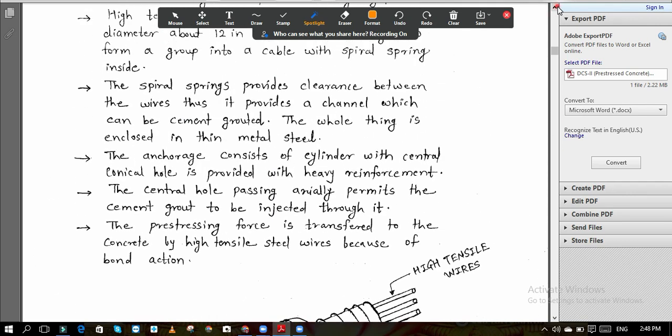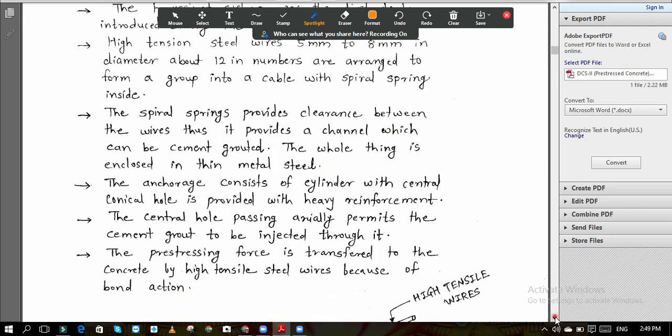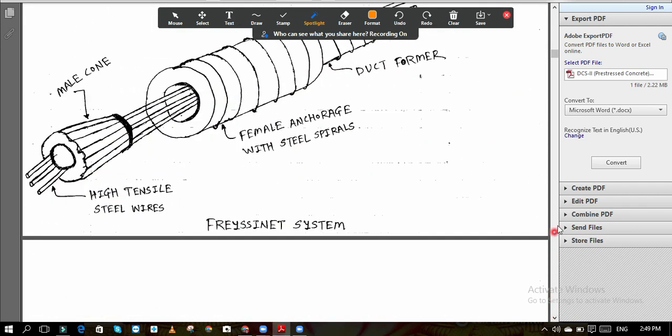I hope up to this point it is clear to everybody what was taken today. If you have taken the screenshot, then before coming to the next lecture, please read these things. In the next lecture we will take the remaining systems, and then I will tell you the stress concept, strength concept, load balancing concept, and then we will take questions based on prestress.